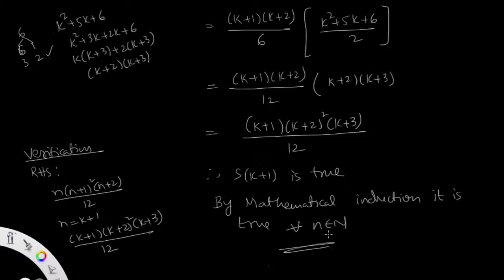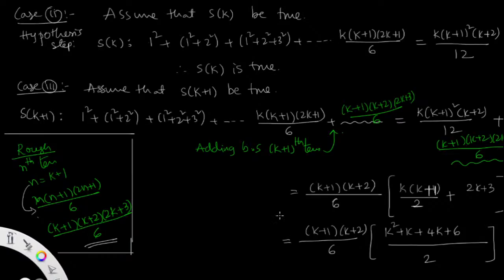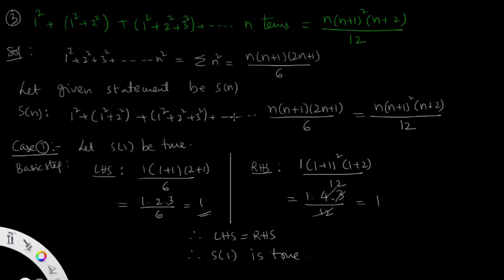That's all. This process is known as mathematical induction. The nth term of the series is sigma n square, n into n plus 1 into 2n plus 1 by 6. Let the given statement be S of n. Write in the place of the nth term like this, equal to this. And check the basic step, that is S of 1 is true. Put n equal to 1 in the LHS and similarly the RHS. Both the expressions are equal. Therefore, S of 1 is true.